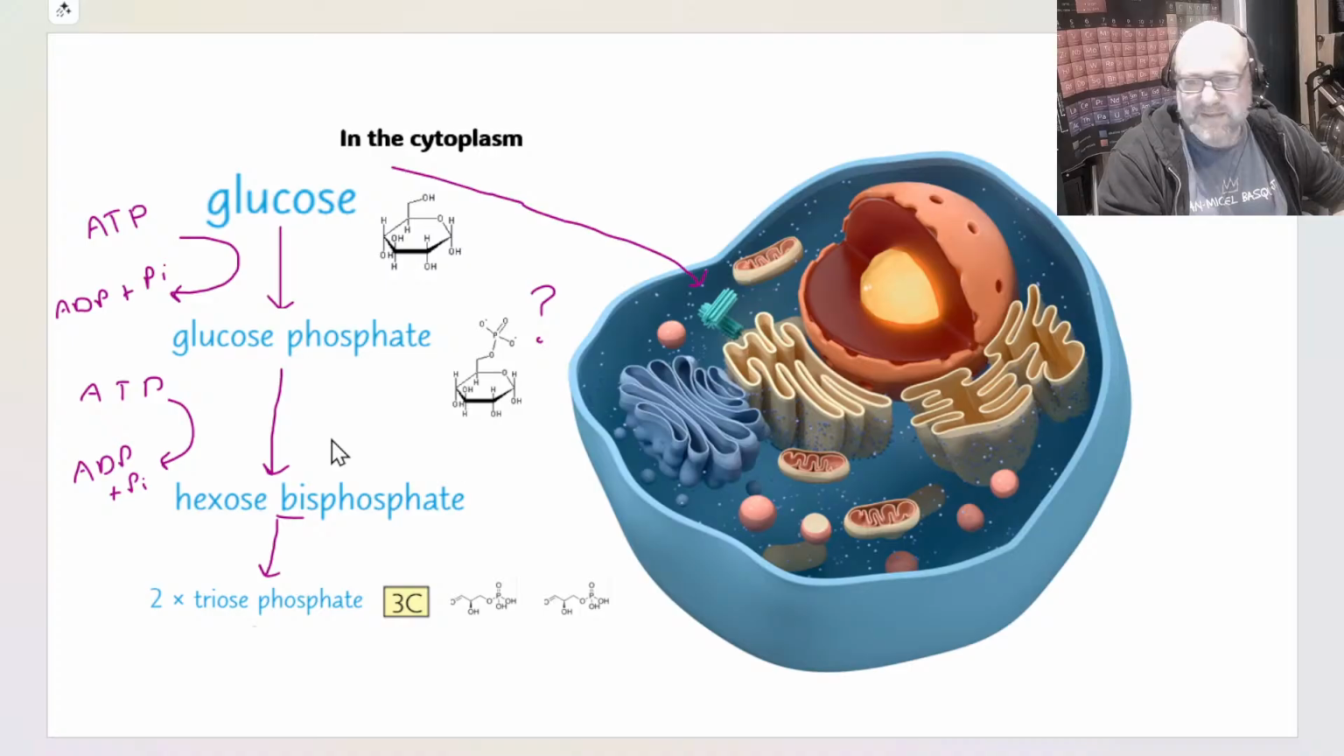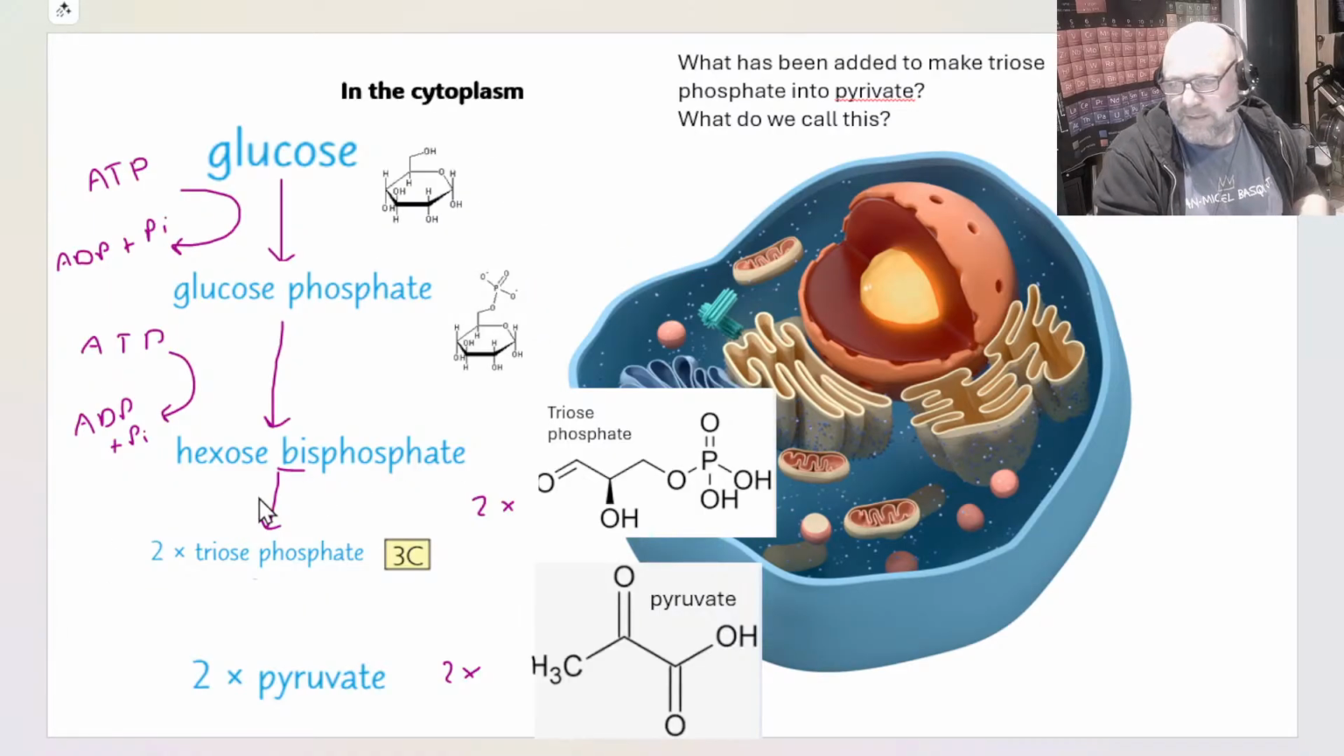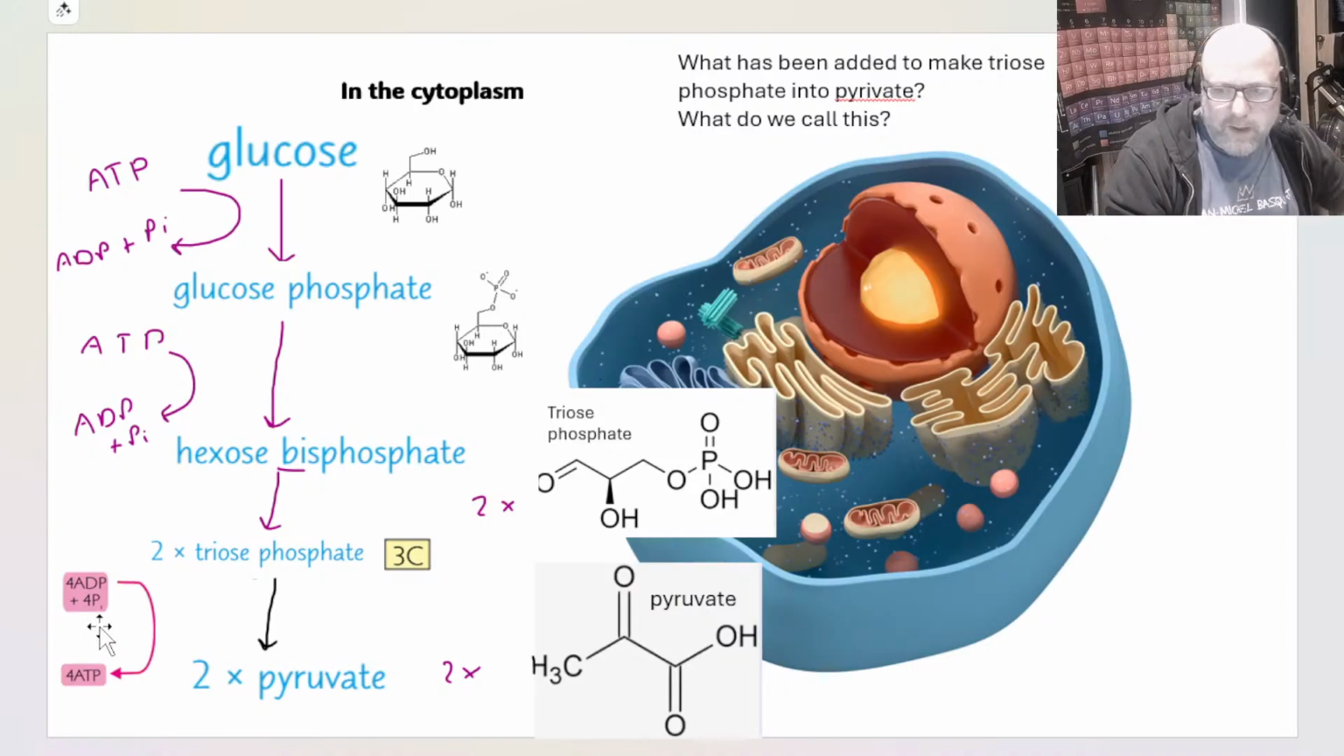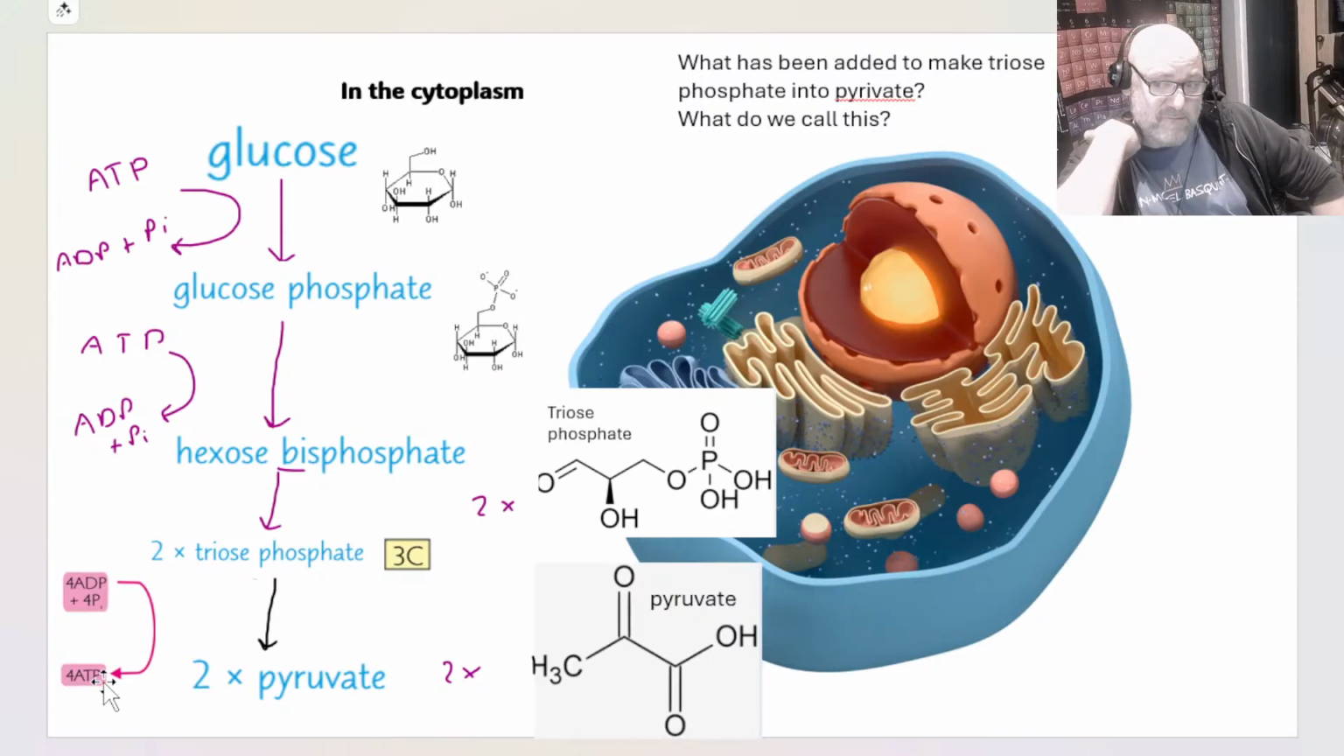Well, what difference has happened? Nothing has happened as of yet. So it goes from hexose bisphosphate, and we've got 2 of these triose phosphates, and then it becomes 2 pyruvates. Have a look at the difference. What's the difference? The phosphate's gone. So where's the phosphate gone? So it goes from 2 triose phosphate to 2 pyruvate, and the phosphates are taken off. They're stripped off, and what happens is we actually get 4 ATP made.